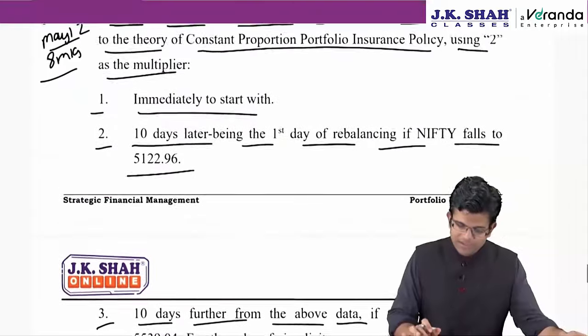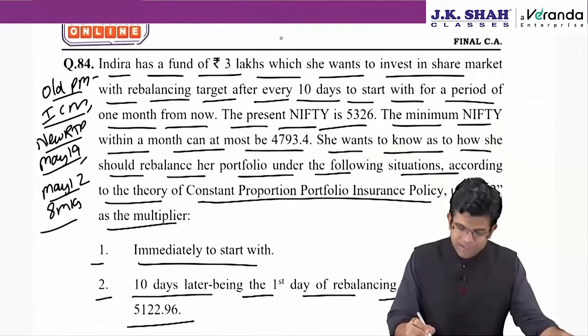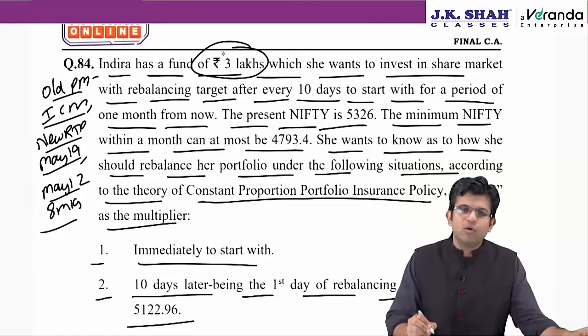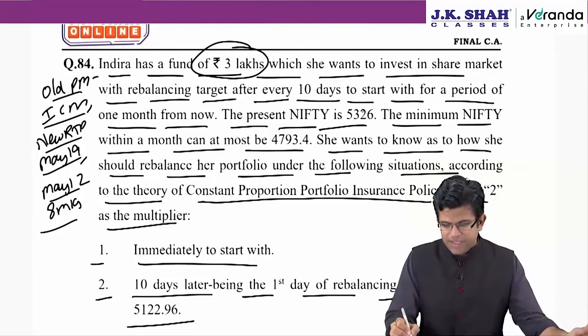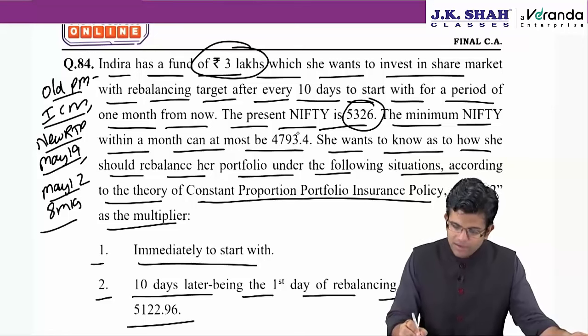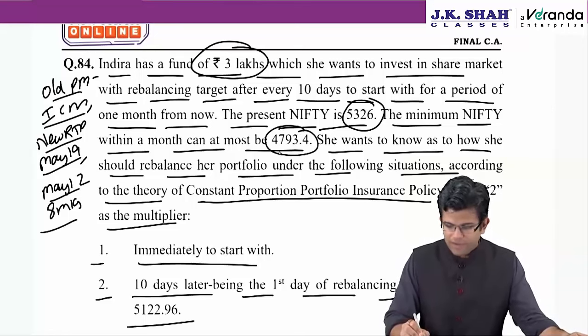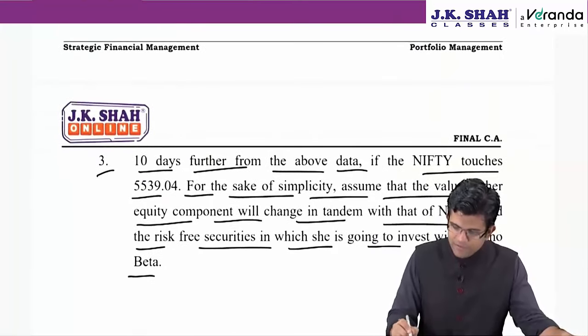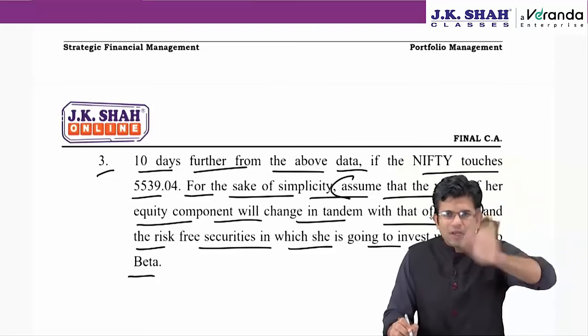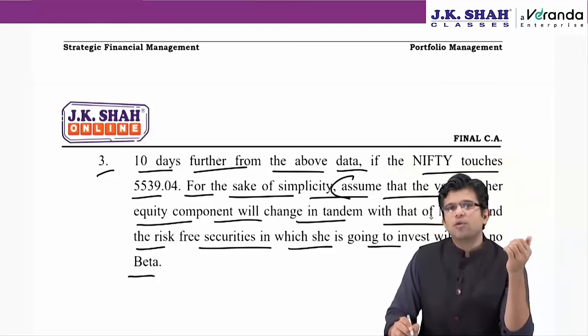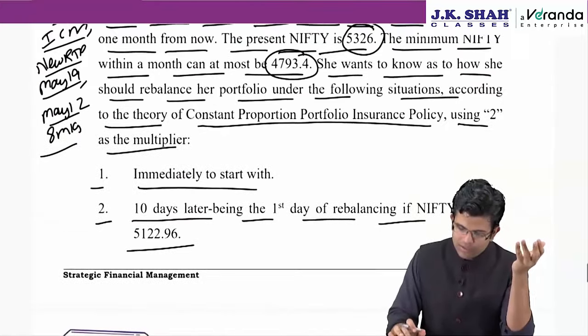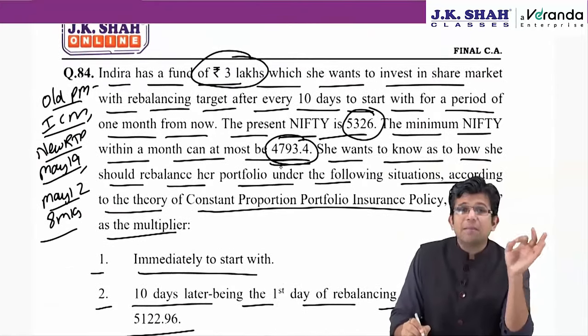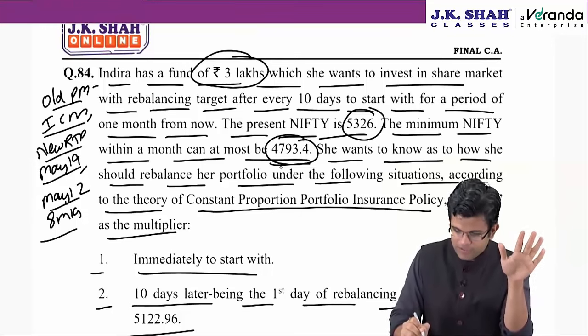Okay, so students, please pay attention here. See, what does she have? She has rupees 3 lakhs, correct, which she wants to invest in this portfolio. She is saying that the present Nifty is 5326 and the max it can fall down to is 4793.4. Students, they are saying that for the sake of simplicity, assume that the value of the equity component will change in tandem with that of Nifty, which means if Nifty falls, your portfolio will accordingly fall. If Nifty rises, your portfolio will accordingly rise. Students, what is she saying? That the maximum fall that can happen is 4793.4.